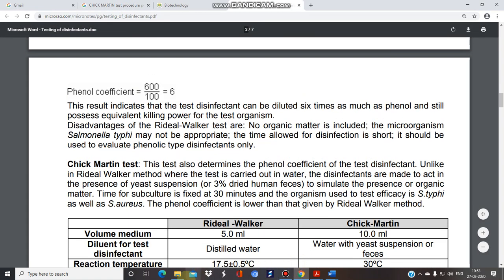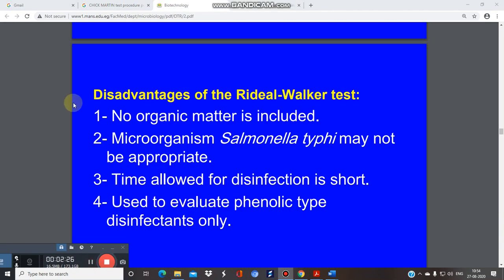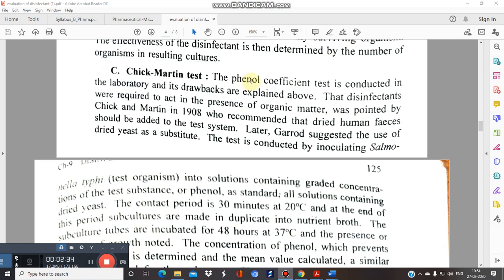So first of all, see the disadvantage of the Rideal-Walker test: no organic matter is included, but in the Chick-Martin test we use organic matter. In the Chick-Martin test, the phenol coefficient test is conducted in the laboratory, and the disinfectants were required to act in the presence of organic matter. This was pointed out by two scholars, Chick and Martin, in 1908. They recommended the use of dried human feces to be added to the test media.